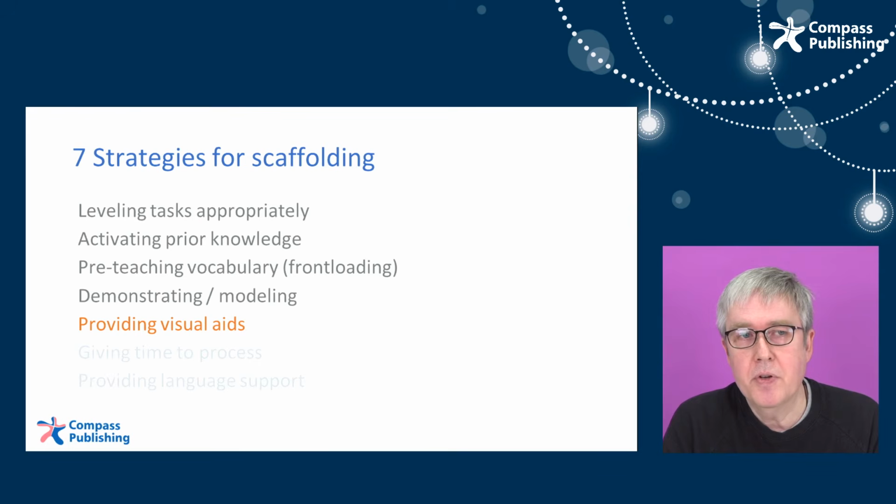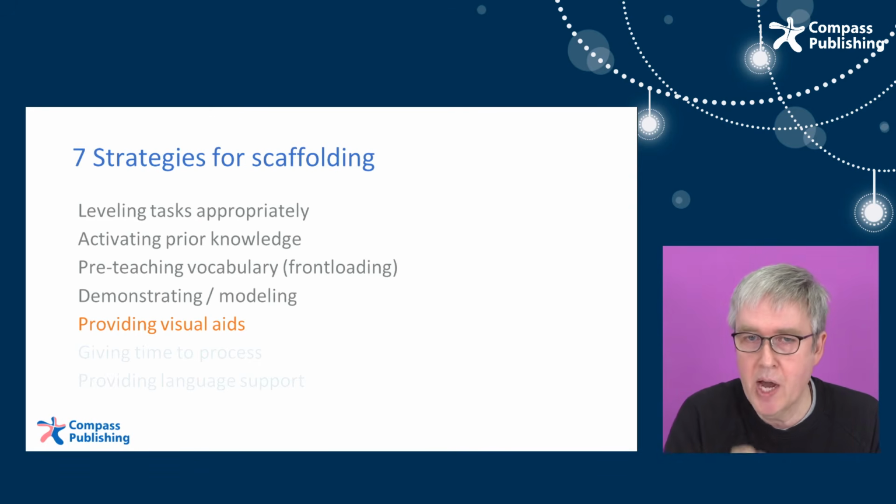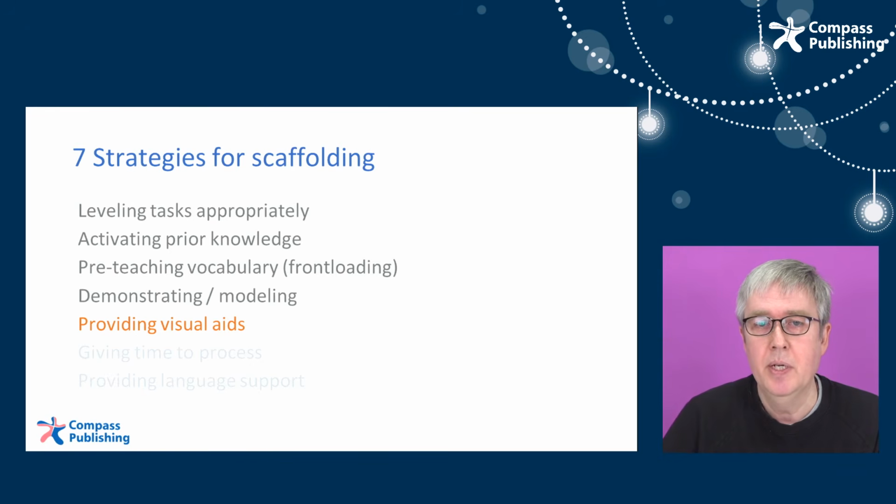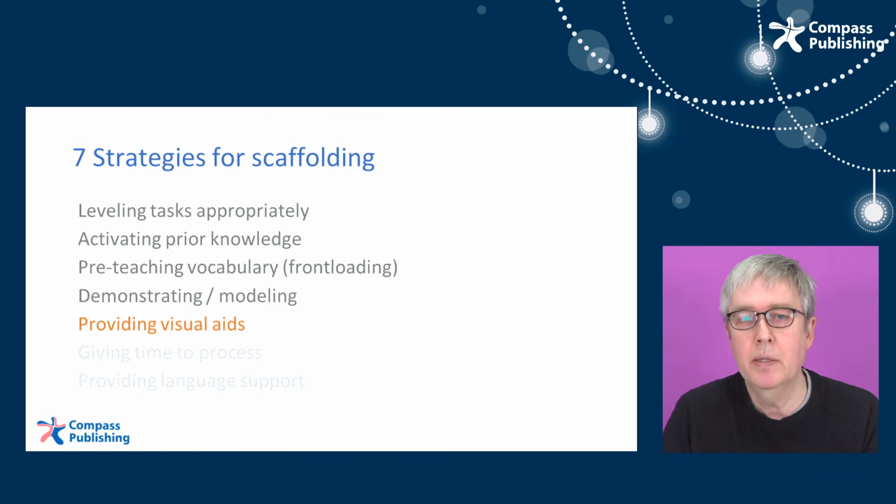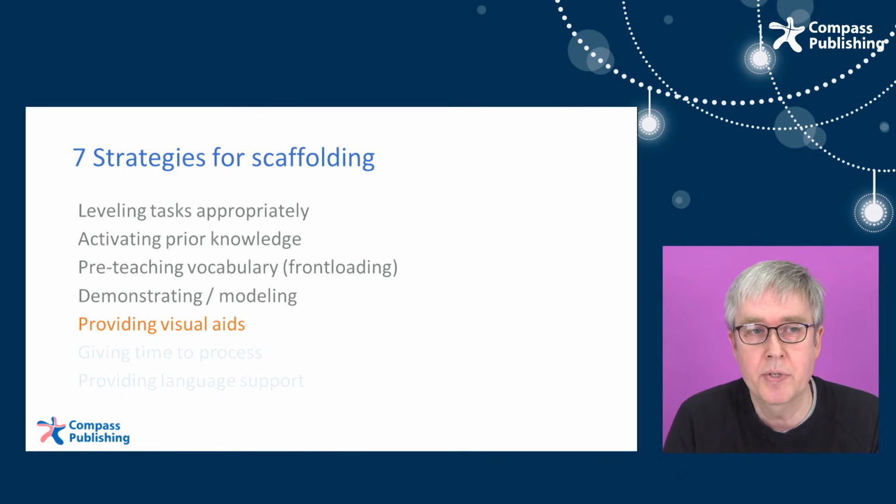The 5th strategy, so we've talked about leveling the tasks appropriately, choosing the right kind of task that gets them into the zone of proximal development. We've talked about activating schema, activating prior knowledge. We've talked about front-loading vocabulary or pre-teaching vocabulary. We've talked about demonstrating or modeling the kind of behavior and the kind of products that you want from the students.